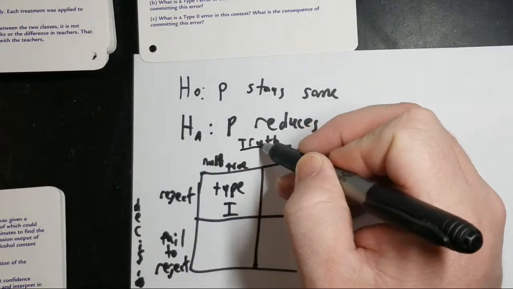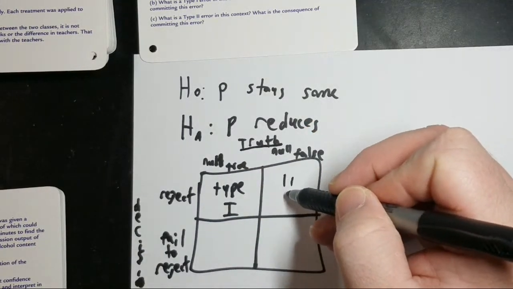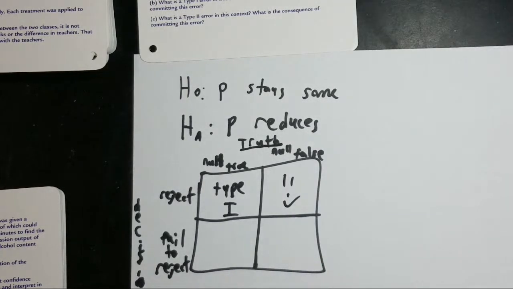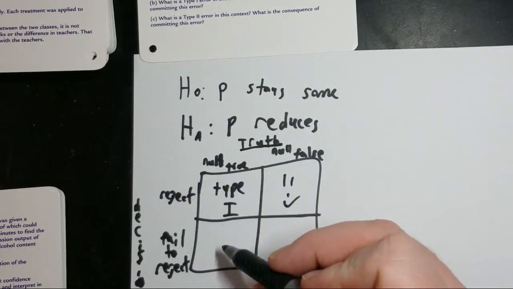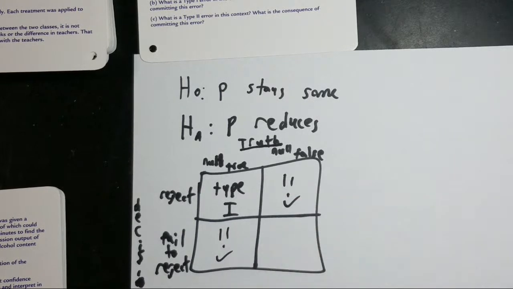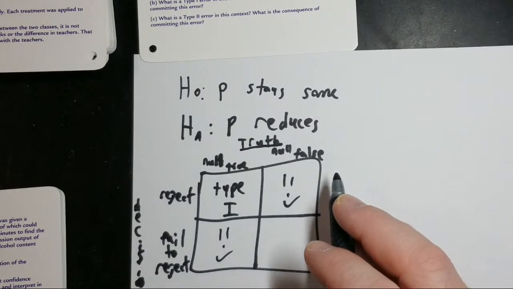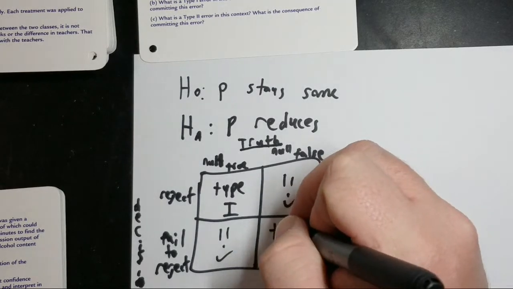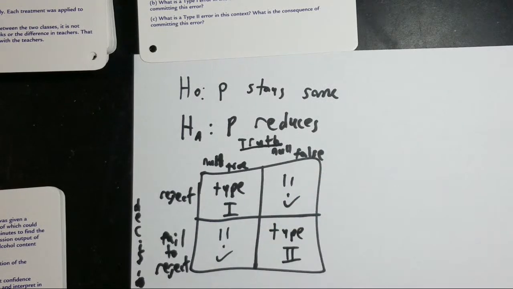If the null is actually false and you reject it, then hey, good job, you made the right decision. If the null is true and then you fail to reject it, hey, you made the right decision. If the null is false and you fail to reject it, you have made a mistake. That is a type 2 error. In our skydiving example that we've talked about in class, that would be the parachute in reality doesn't work, but you failed to reject it. So you made a mistake.